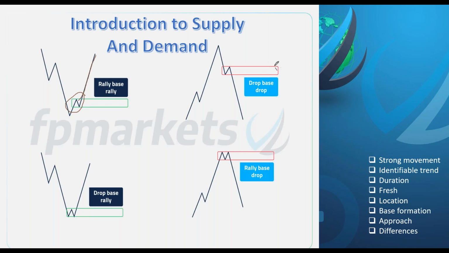A drop base drop is the same as a rally base rally, guys. It is only the mirror opposite, and therefore serves as a form of supply and works as a continuation zone to the downside. Now, just to quickly go over this, we have the drop, which forms this part here, the base, which forms this part here, which follows through with a subsequent drop to the downside.